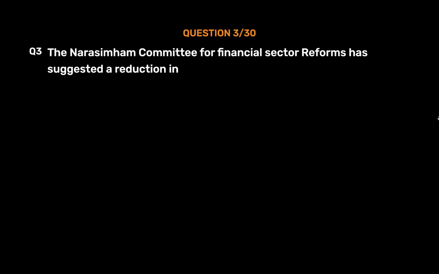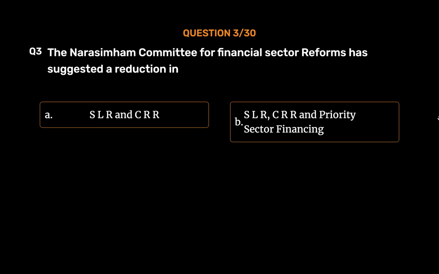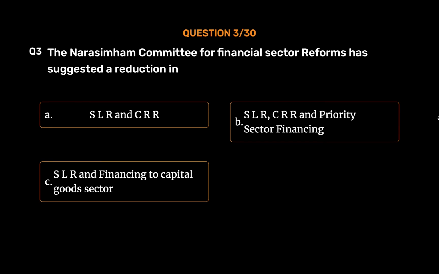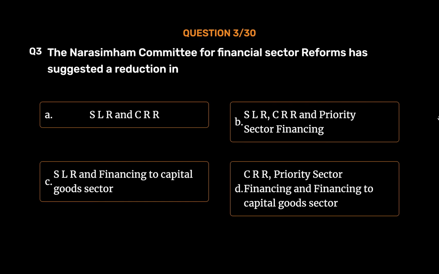Question number 3. The Narasimham Committee for Financial Sector Reforms has suggested a reduction in Option A, SLR and CRR. Option B, SLR, CRR and priority sector financing. Option C, SLR and financing to capital goods sector. Option D, CRR, priority sector financing and financing to capital goods sector.